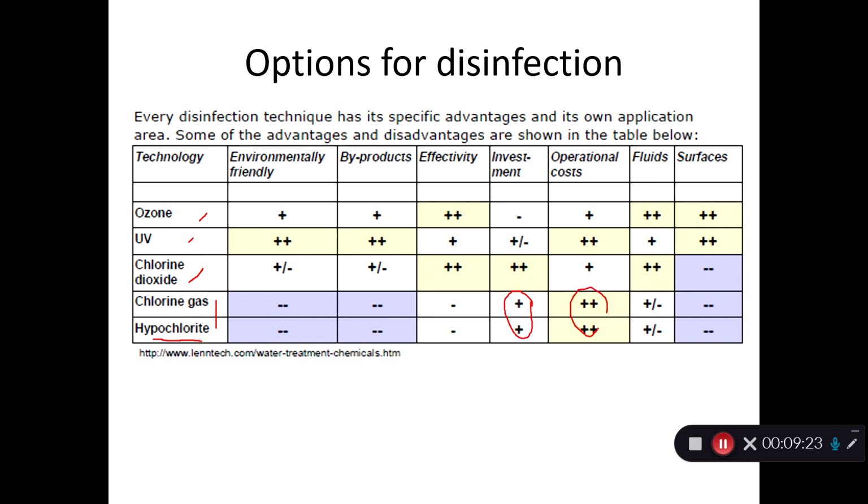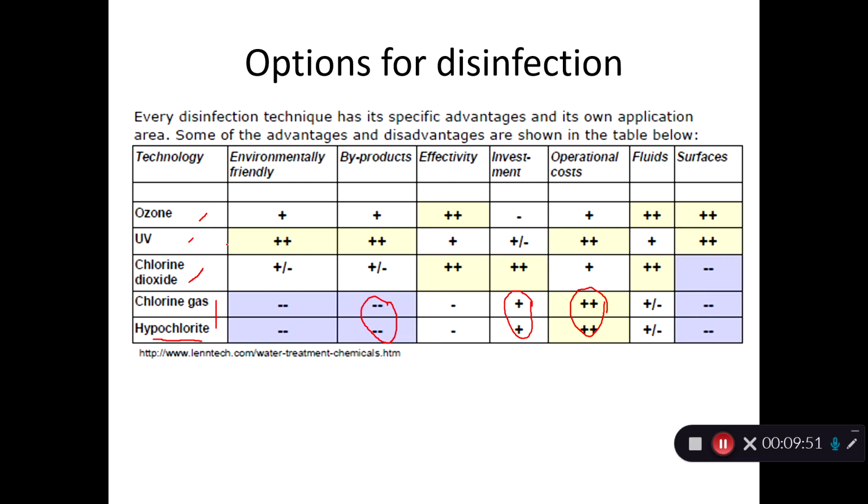Operating costs are cheap, but the problem is they're just not environmentally very friendly, and they have a big problem with byproducts, as we'll talk about in a second. So there's all these trade-offs, and one of the big things that's not shown in this table is the idea of, does this last? If you add chlorine in some form to your drinking water, it will last a while as the water flows through the pipes, whereas UV and ozone just don't last.